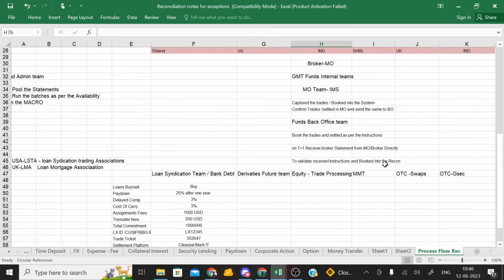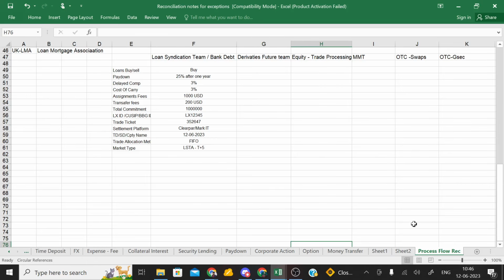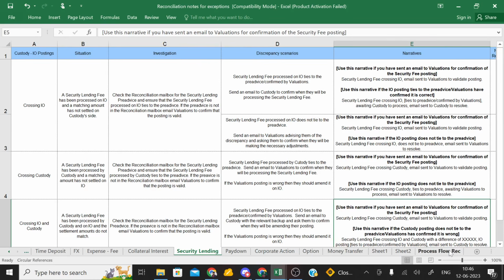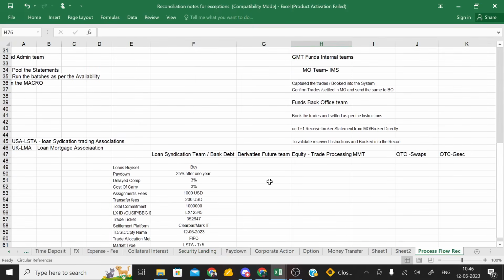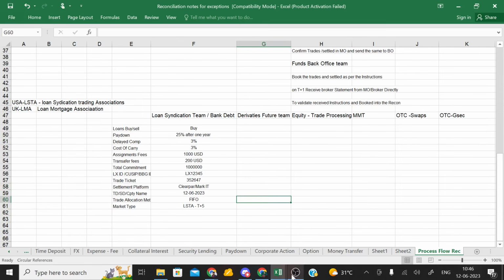We'll have to discuss one more leg, and then we'll reach the reconciliation points. These are the breaks: options, corporate actions, pay down, security. Then breaks will come into the picture. Anyway, we'll continue with this tomorrow.